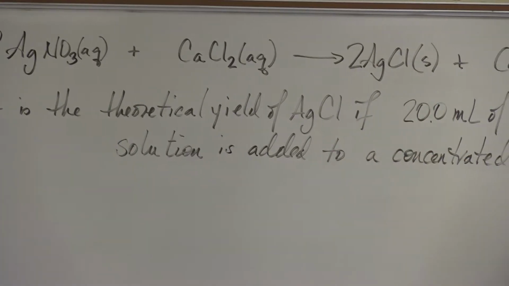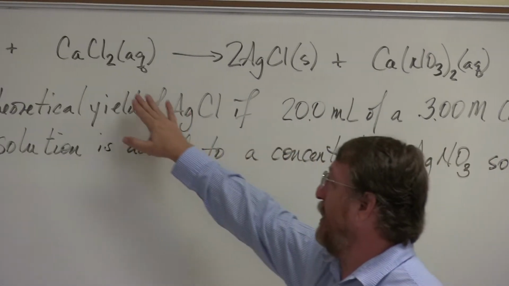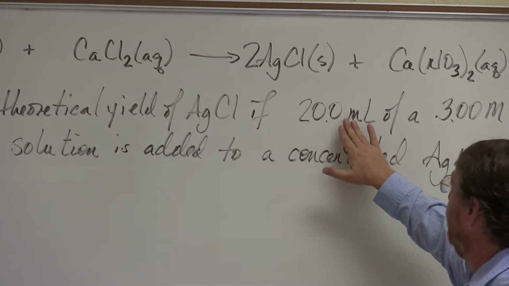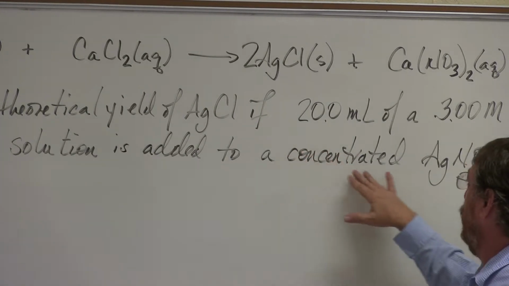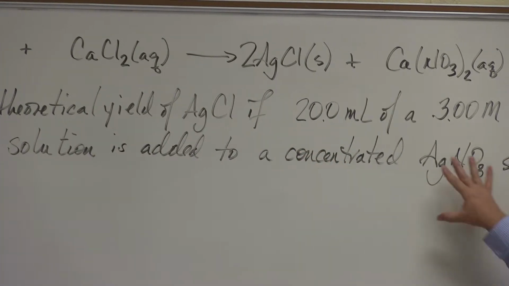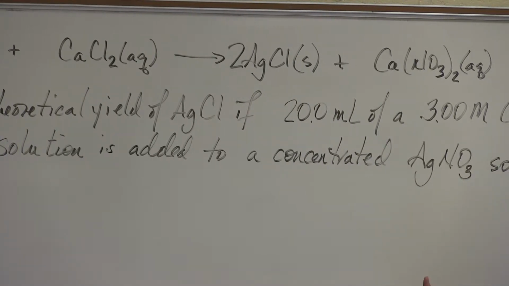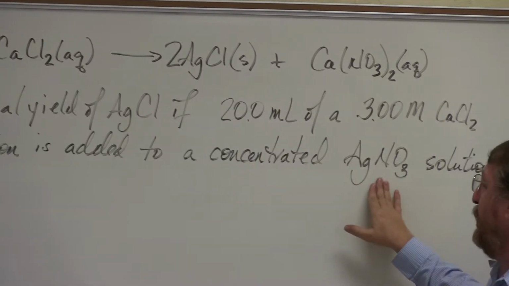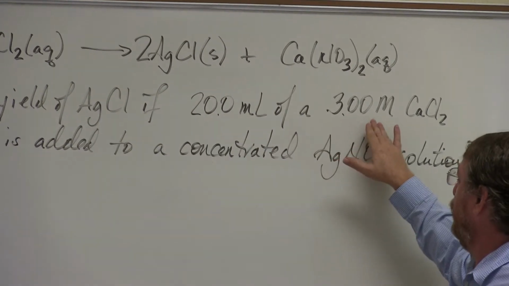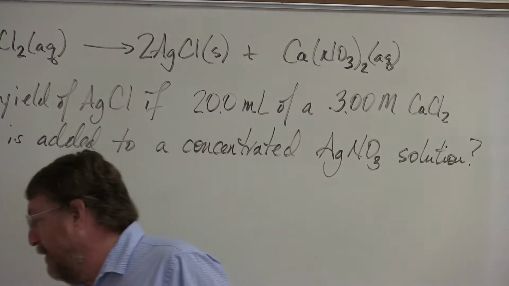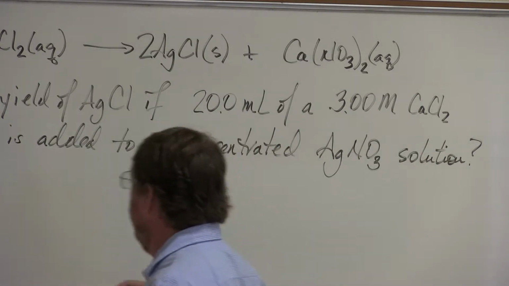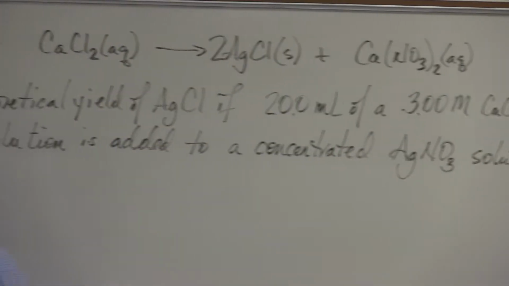If 20 milliliters of a 3 molar calcium chloride solution, so we've got volume and molarity of the calcium chloride, is added to a concentrated silver nitrate solution. Silver nitrate is concentrated. We're going to have plenty of it. We're not concerned with the silver nitrate. What we're concerned with is the moles of calcium chloride. We know molarity times volume equals moles. So let's go ahead and do the calculation here.